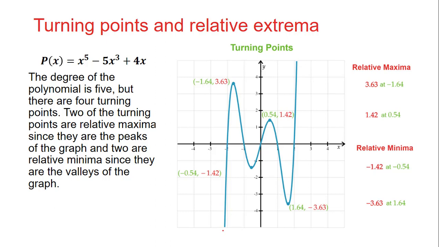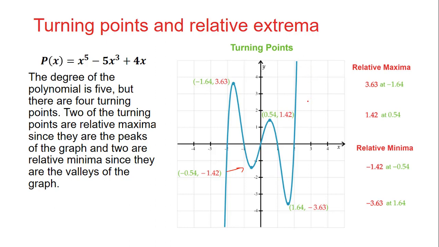So the graph starts from the third quadrant, goes up to this point, negative 1.64, 3.63. Then it goes down through negative 1 on the x-axis and goes down to the point negative 0.54, negative 1.42. Then it goes up through the origin to the point 0.54, 1.42. Then it turns down and goes through 1, 0, and through the point 1.64, negative 3.63. Then it turns up to go through the point 2, 0 and continues up.